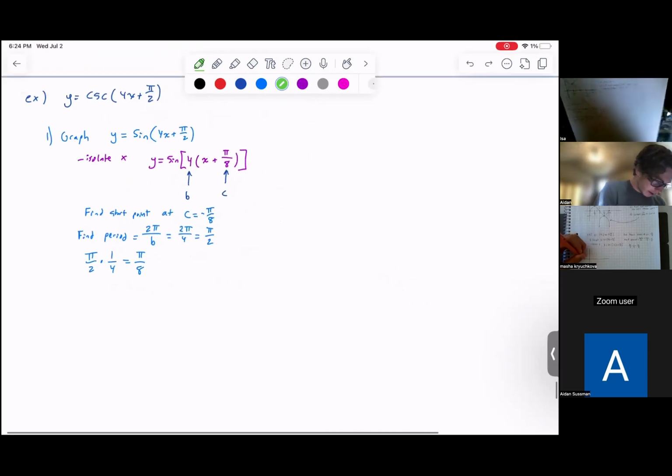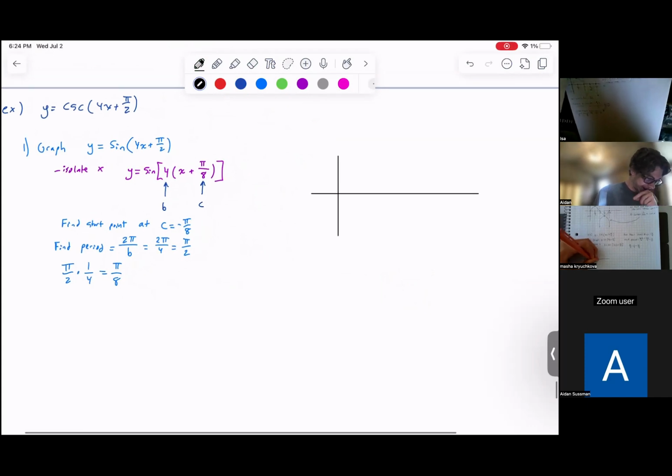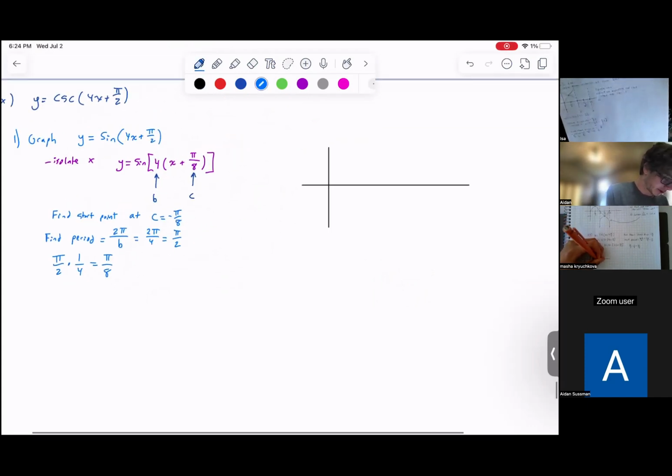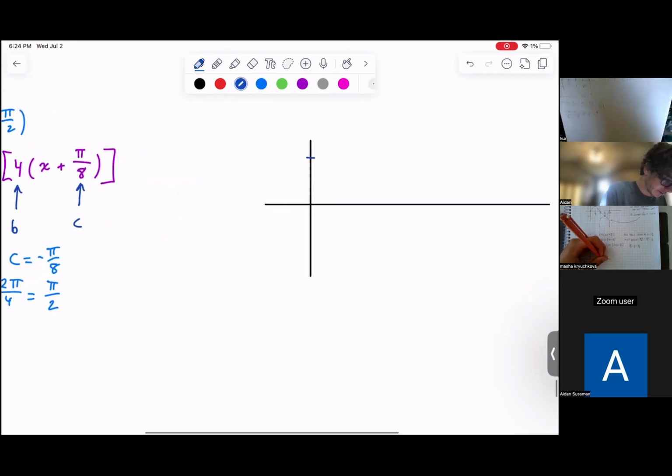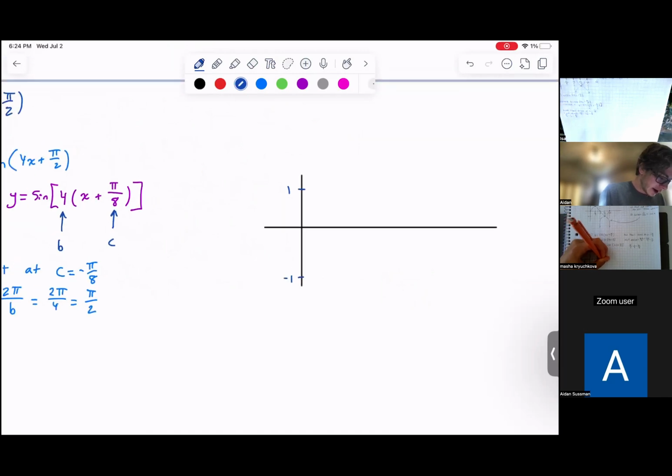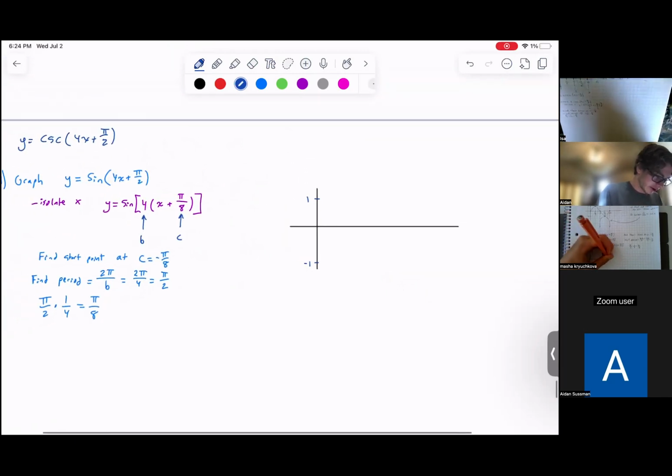All right. And now we can graph sine. We don't have any vertical shift and we don't have any asymptote. I mean, not asymptote, sorry, any amplitude. So we know that it just goes from positive 1 to -1. And we're going to start where? Where's our starting point? Let's find that first.